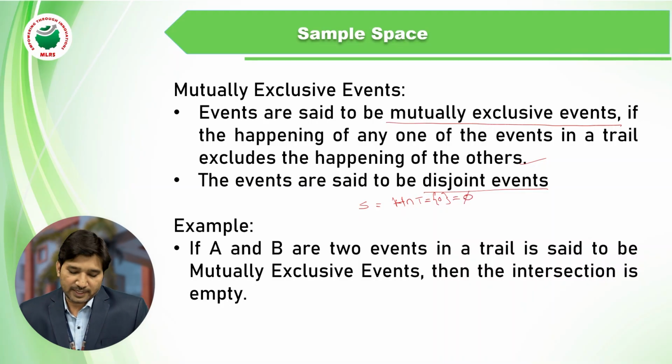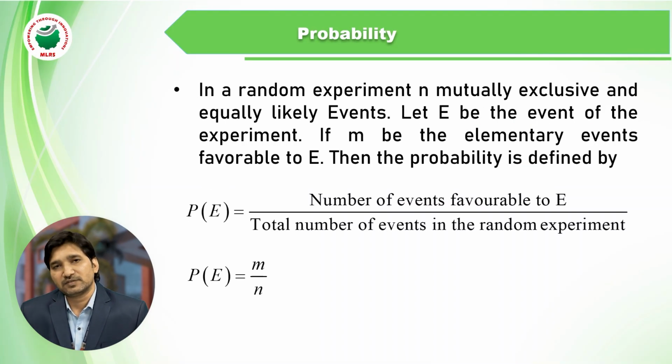Example: if A and B are two events in a trial that are mutually exclusive events, then the intersection is empty, that is phi. That is mutually exclusive events. And finally, the definition of probability. Here we have to explain the definition of probability.